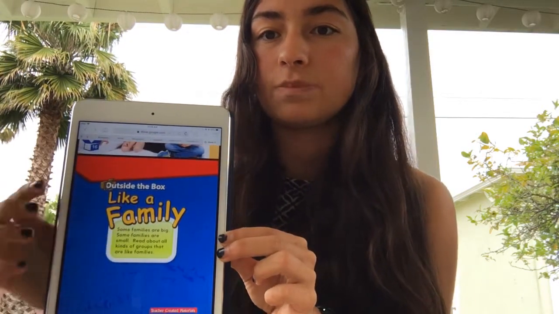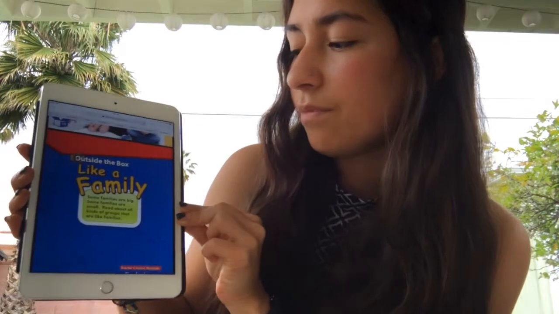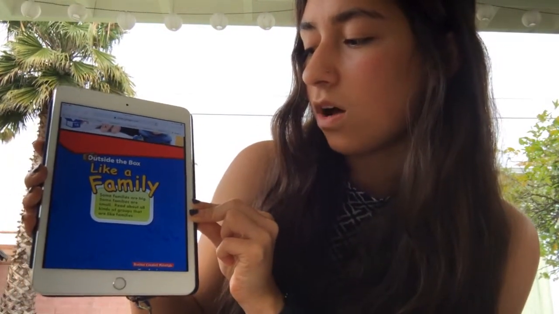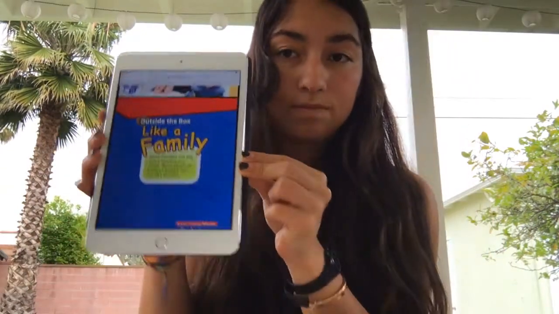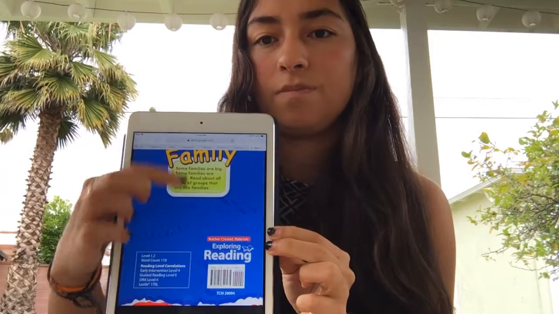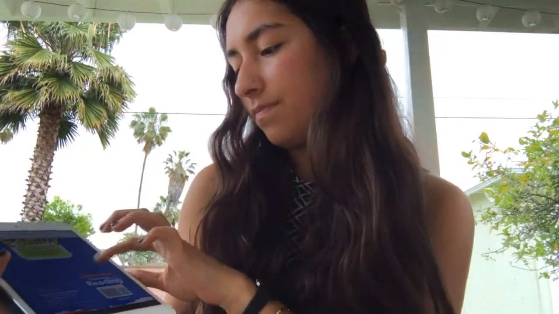All right, so this is the last page. What does this say? Some families are big, some families are small. Read about all kinds of groups that are like families. That's what we did in this book called Outside the Box Like a Family. All right, that's the end.